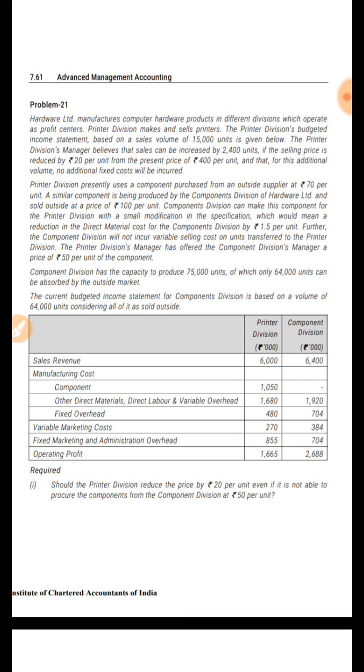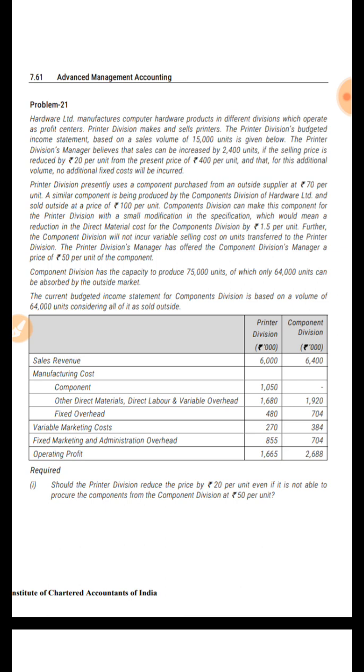Component division has the capacity to produce 75,000 units, of which only 64,000 units can be absorbed by the outside market. The current budgeted income statement for components division is based on a volume of 64,000 units, considering all of it as sold outside. So sales revenue they have given: printer division, component division, 6,400.